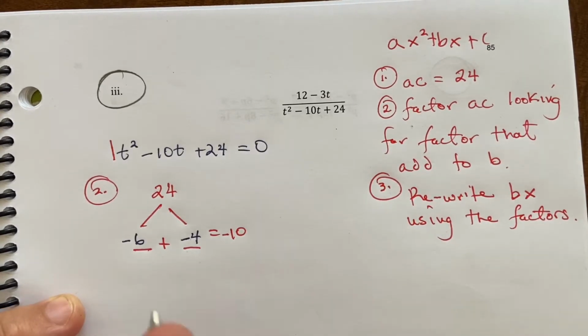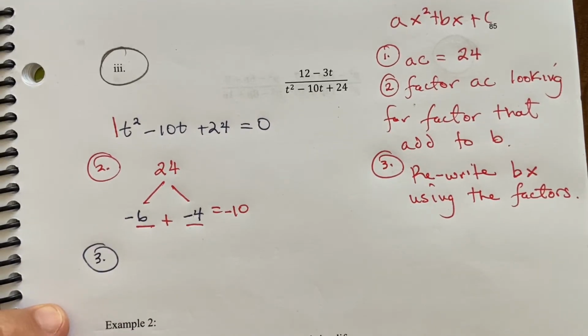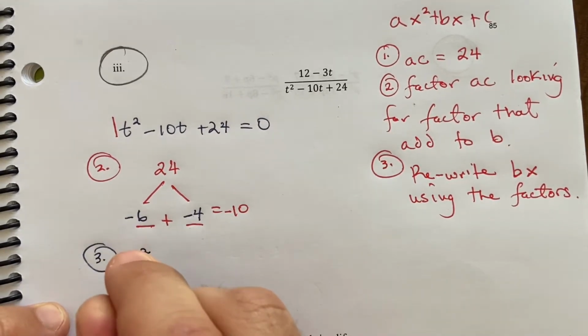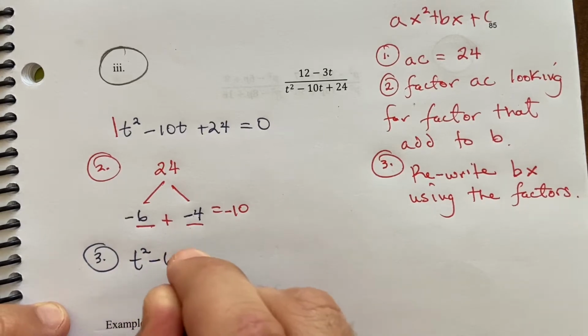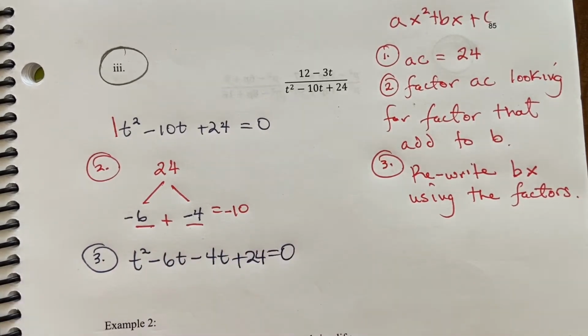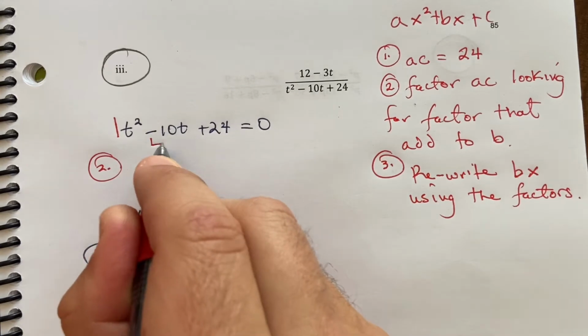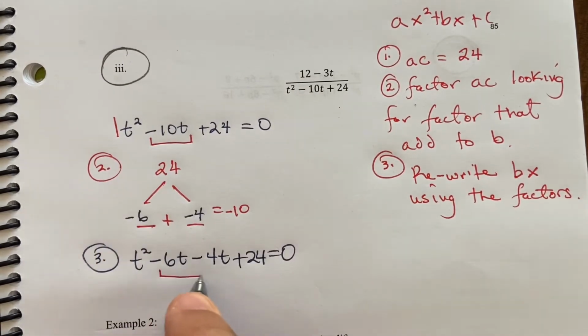What I mean by that, so here's number 3 in practice for this one. I mean t squared minus 6t minus 4t plus 24 equals 0. So in other words, this negative 10 is still present. It's just right there. Negative 10t is right there.